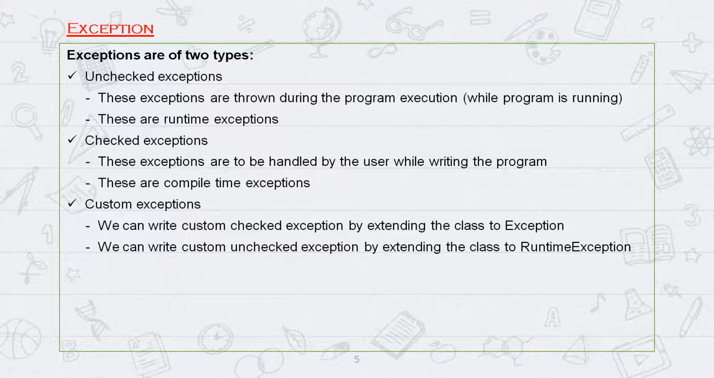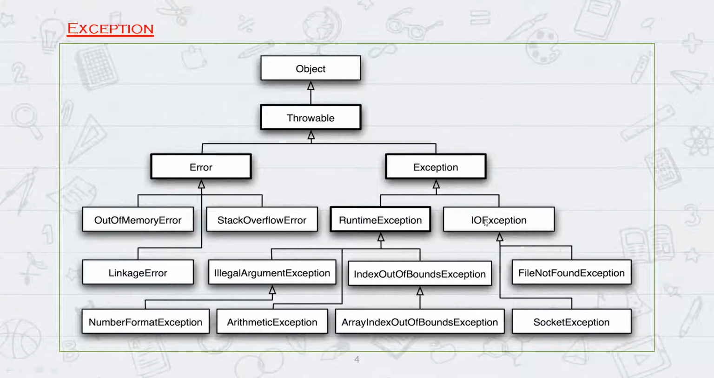IO exception comes under checked exception. I'll show you that part. That's why you see in the previous slide, IO exception is here. So all this part are checked exceptions. All the exceptions that come under runtime exception are unchecked exceptions. So we don't know exactly when they are going to come. The program will detect and then it will let us know. While writing a program, you'll come to know this part.